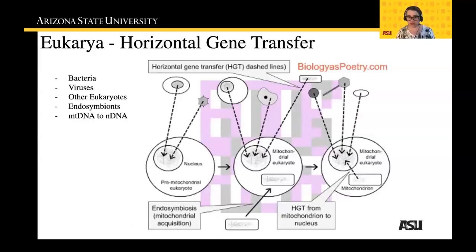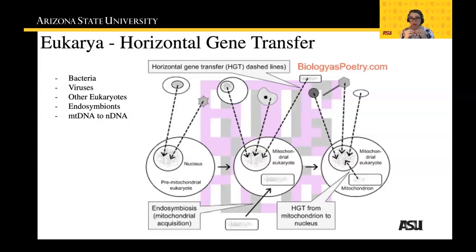Eukaryotic horizontal gene transfer we see between bacterium and eukaryotes, viruses and eukaryotes, other eukaryotes, like we said, within plants and fungi, and then through endosymbionts, where we uptake other organisms and they become over time incorporated into our cells. You see it with mitochondrial DNA and nuclear DNA. The transfer between mtDNA and nuclear DNA actually has occurred. And all of these various mechanisms are all horizontal changes.